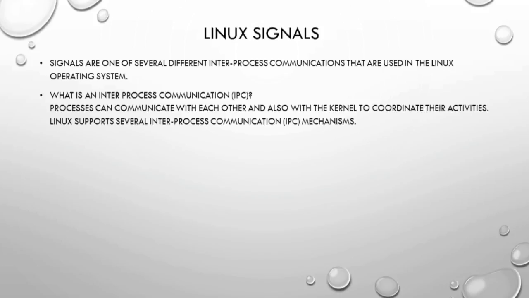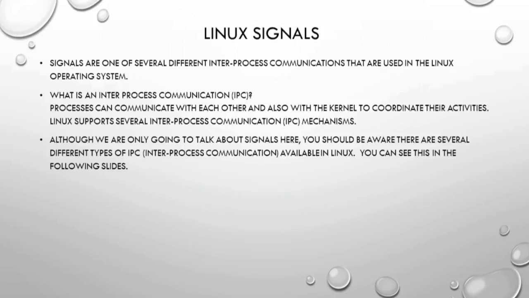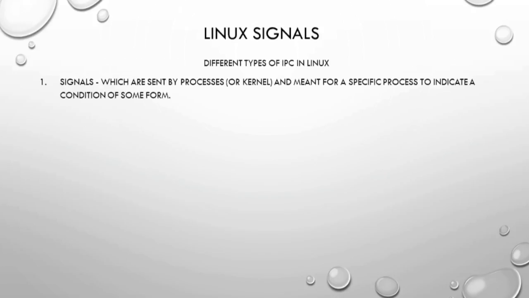Linux signals. Signals are one of the several different inter-process communications that are used in the Linux operating system. Inter-process communications are methods that processes can use to communicate with each other and also with the kernel to coordinate their activities. There are several inter-process communications that Linux supports. Although we're only going to talk about signals here, you should be aware that there are several different types of IPC, inter-process communication, available in Linux. You can see this in the following slides.